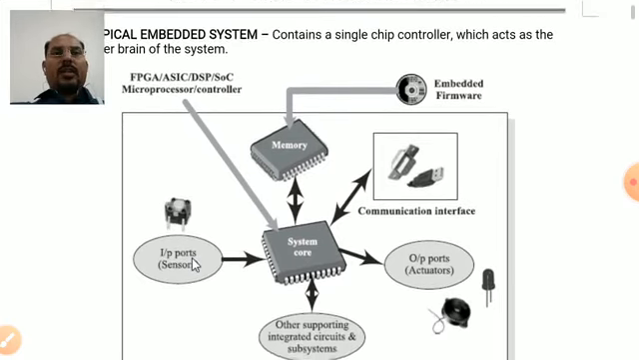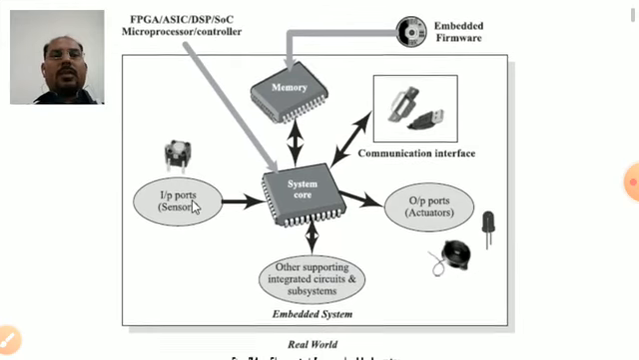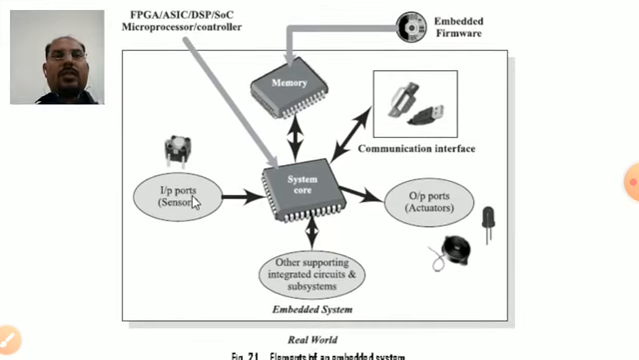Typical embedded system. Here you can see the diagram. It consists of system core, which is connected to the input ports. Sensors are the devices which are connected to the input ports. Any physical quantity parameter, if you want to read by a system, that is sensed by the sensor, then data is taken into the system.